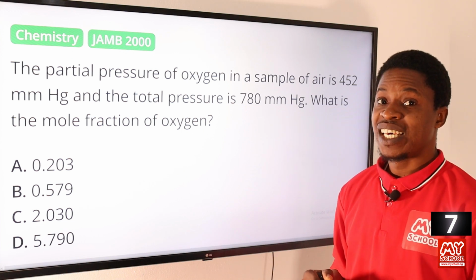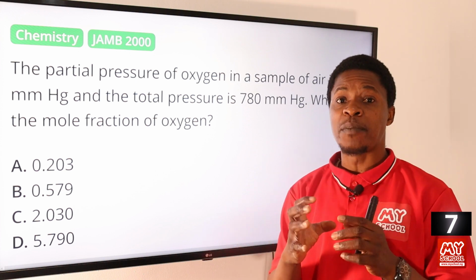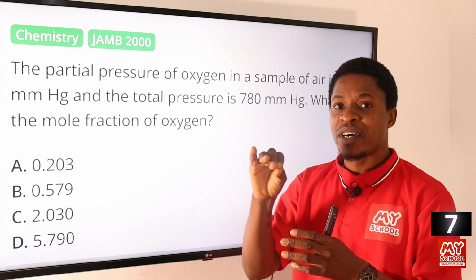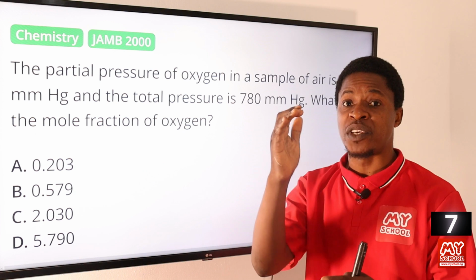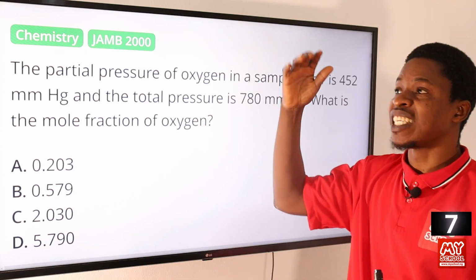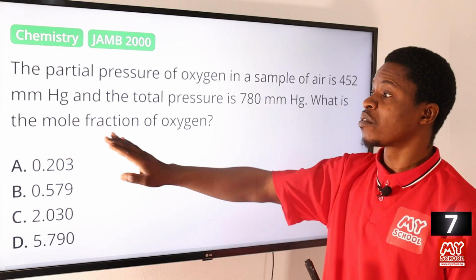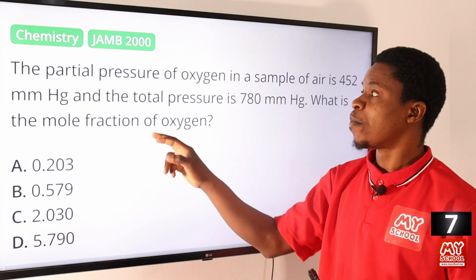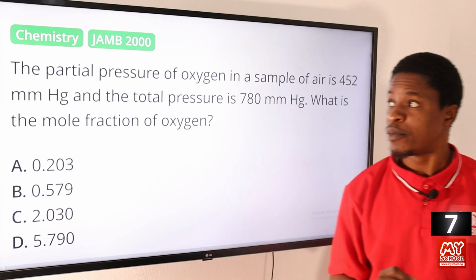Don't forget that according to the law of partial pressure, we said that the total pressure is equal to the partial pressure of each of the gases that make up the mixture. So P subscript T is always equal to PA plus PB plus PC, as many gases that combine to form that mixture. But in this case now, I want to calculate just the mole fraction of one of the gases that make up the mixture of gas, okay, of the air. Okay, so let's move on to the board now.